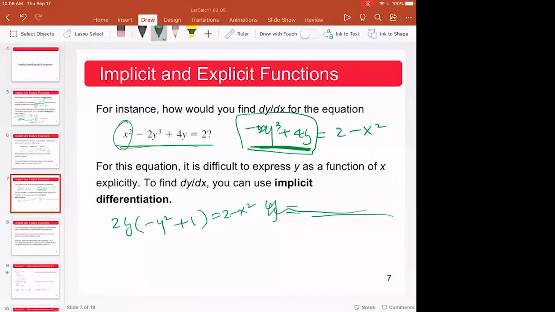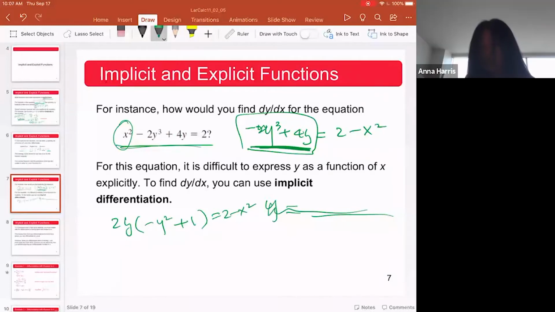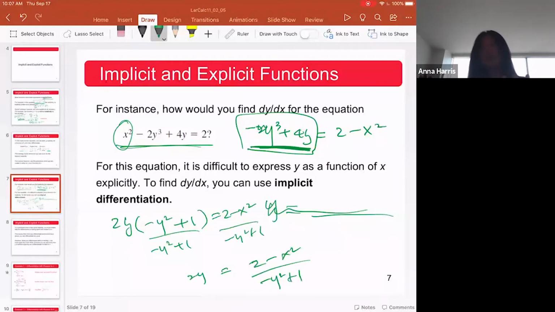All right, then there is no way. If I decide to put this one to the other end, then I have negative 2y equal to 2 minus x squared over negative y squared plus 1. But look at this, I still have a problem. Even if I divide by 2 here, the right-hand side is not x by itself. I still have a y here.